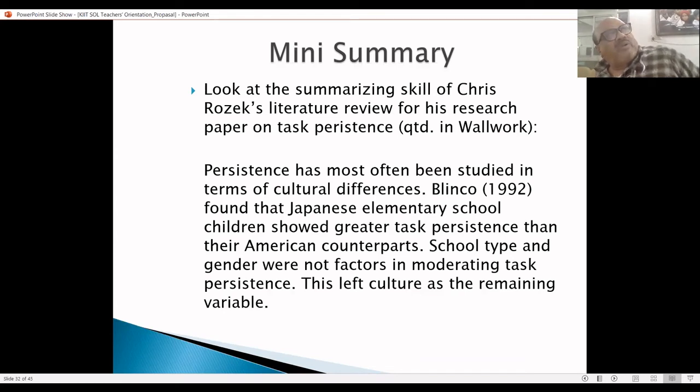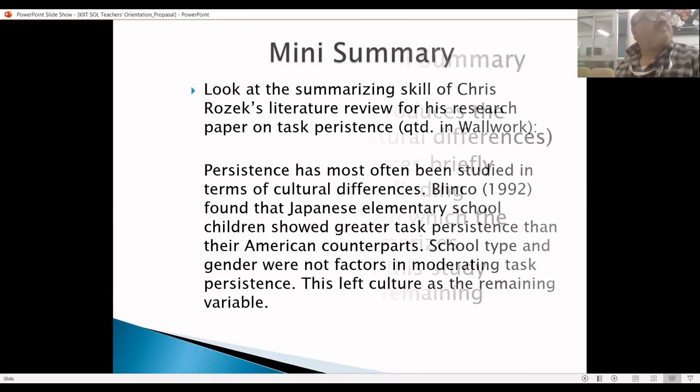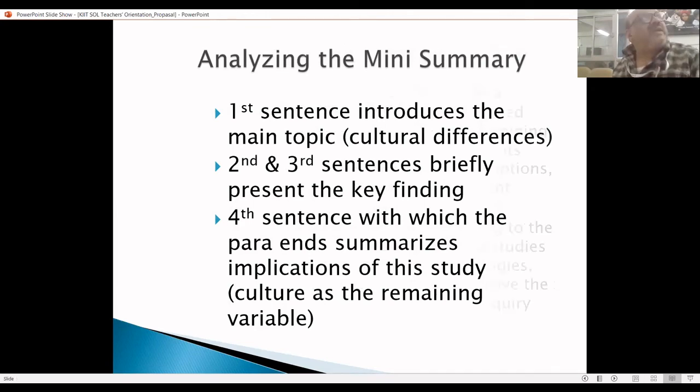So school type and gender were not factors in moderating task persistence. This leaves culture as the remaining variable. And then it says that gender is not the factor, school type is not the factor, it is the culture. So it focuses on culture. It doesn't take into consideration gender, it doesn't take into consideration school type, A grade school type or B grade school type or C grade school type. The key variable here is culture. So just see how, in Nepali, we say ghati samate rakhnu, catch the argument by its very throat. So the same thing I have analyzed here, I don't need to repeat it.